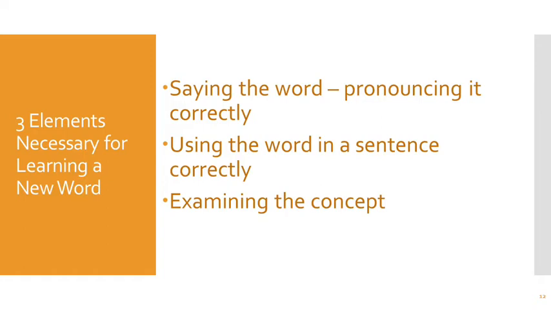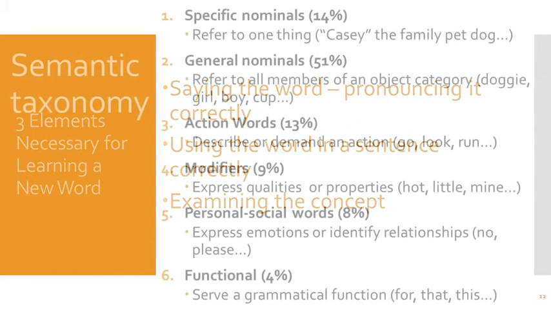There are 3 elements necessary for learning a new word. First, saying the word, especially you have to pronounce it correctly. Second, using the word in a sentence correctly. Third, examining the concept. Therefore, any kind of vocabulary building activities in classrooms need to include these 3 elements.